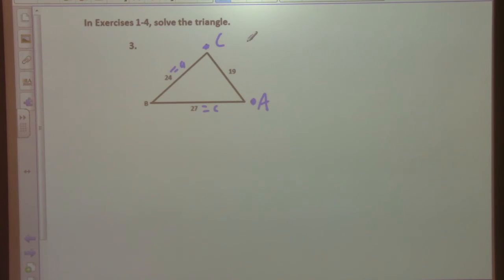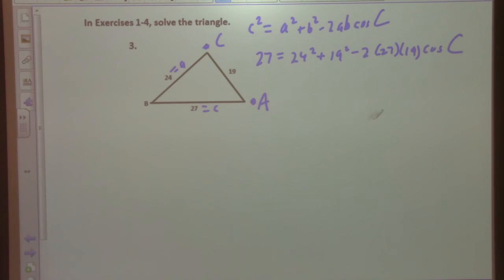I'm going to write it out first. C squared equals A squared plus B squared minus 2AB cosine C. And then I'm going to write out what the numbers are. So 27 squared equals 24 squared plus 19 squared minus 2 times 24 times 19 times cosine C. And so we have this cosine C buried here. Sorry, that should be 24. Thanks for catching that.